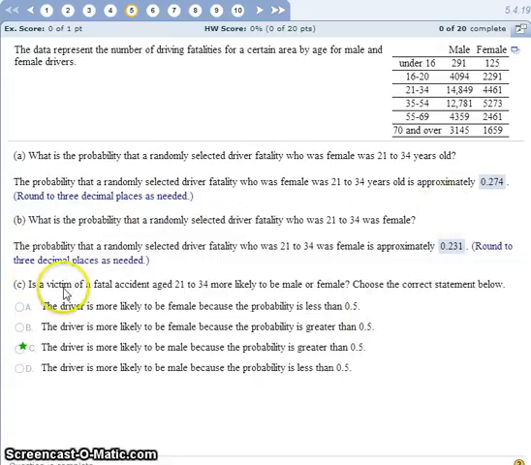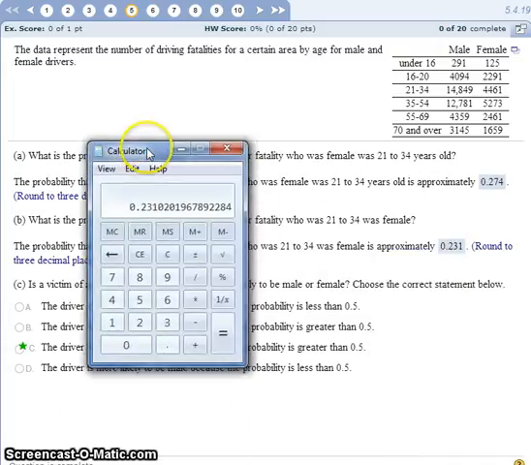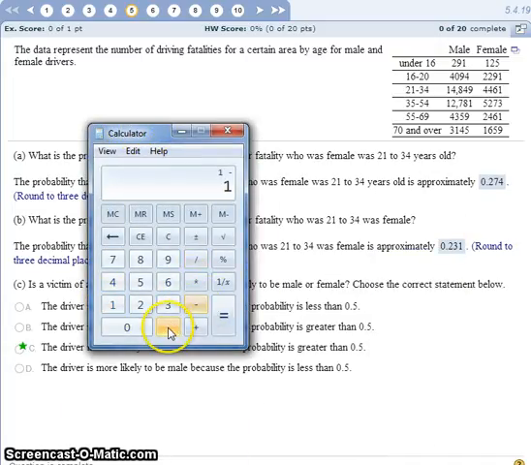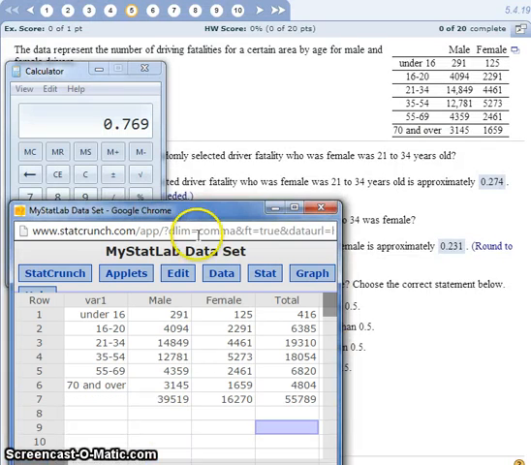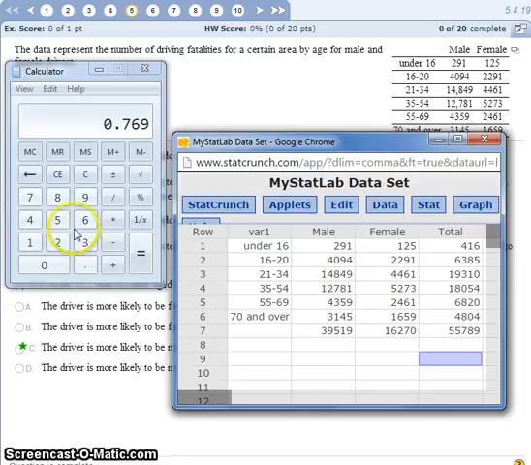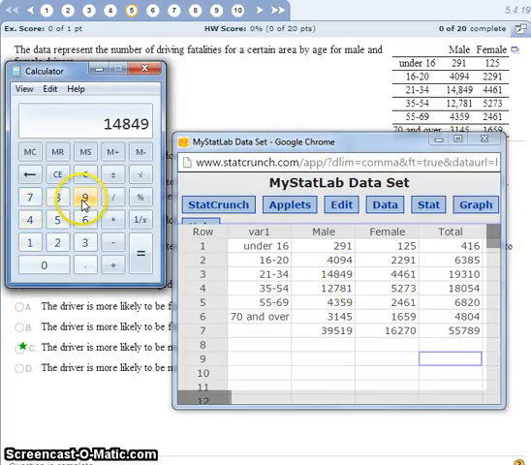And part C, is a victim of a fatal accident aged 21 to 34 more likely to be male or female? Well, they got to be one or the other. If this is their chances of being female, they're going to have a much larger chance of being male. You can just do 1 minus 0.231, the complement rule. This would be the probability that they're male, 0.769. So they're more likely to be male. That's over 50%. You can also use the table. And so between 21 and 34, there's 14,849 males, and the total is 19,310. And so you get the same probability when you round of them being male.